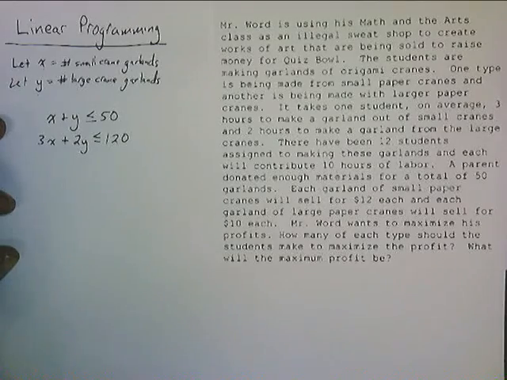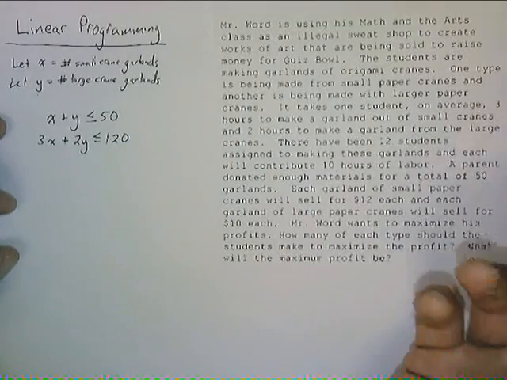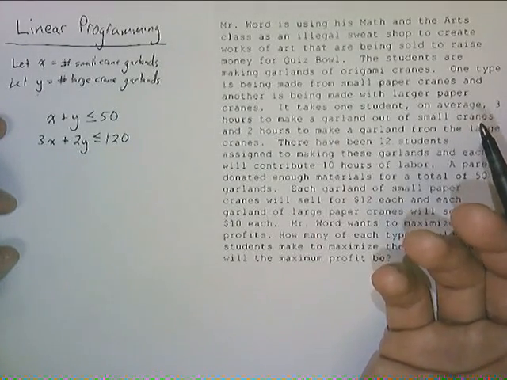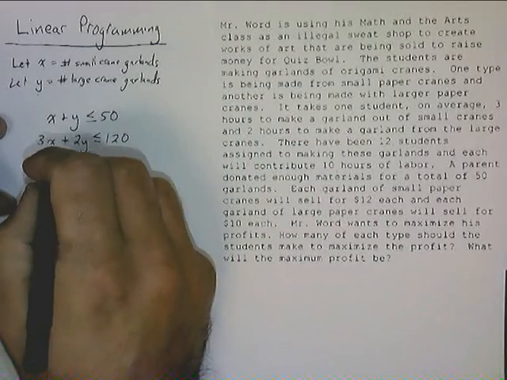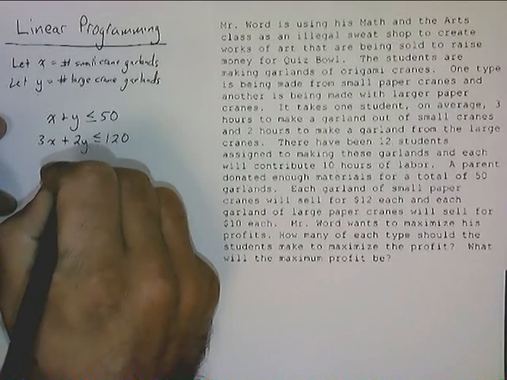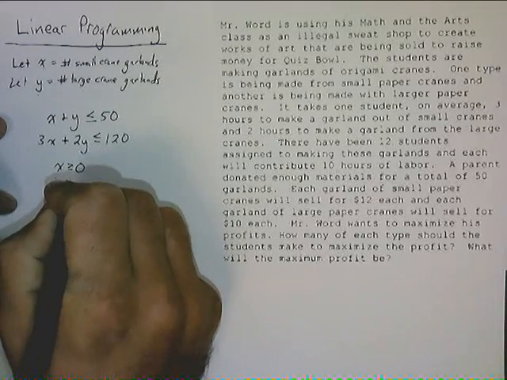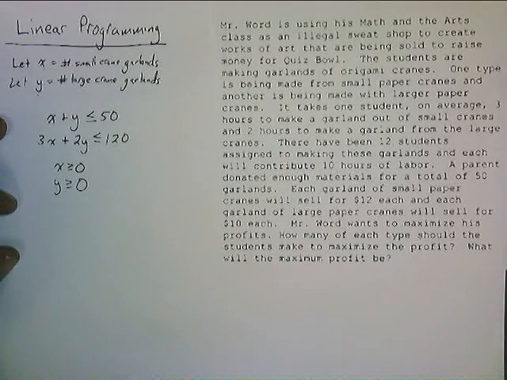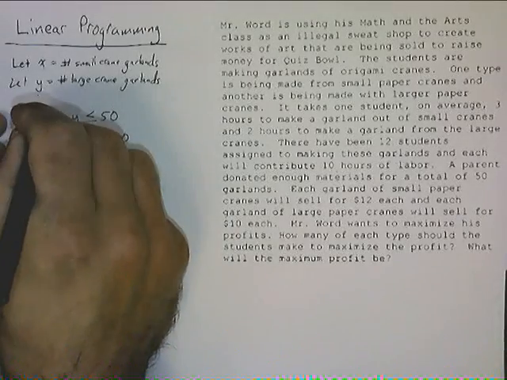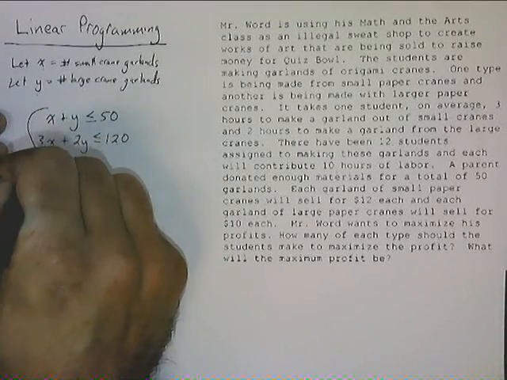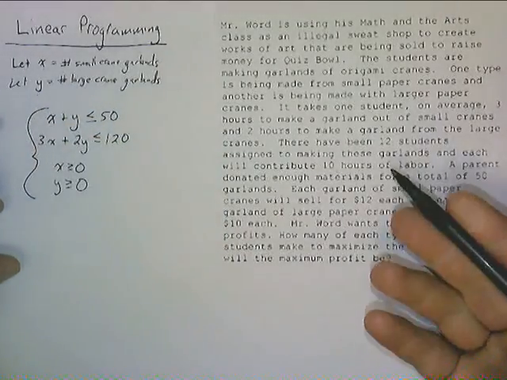Now, there are a couple of hidden inequalities in here as well on top of these two. Of course, we can't make a negative number of garlands. So x has to be greater than or equal to 0, and y has to be greater than or equal to 0. This is the system of inequalities that arises out of this problem.